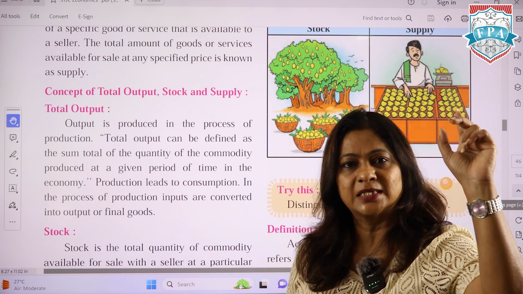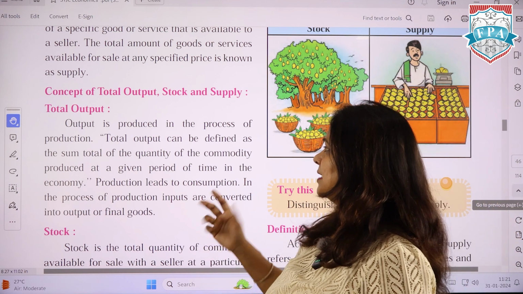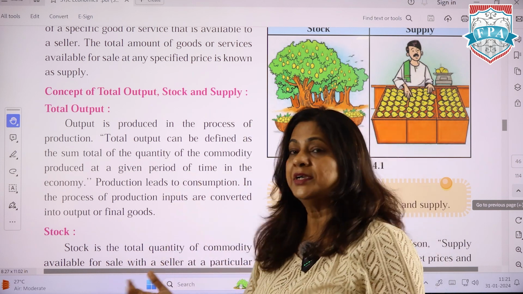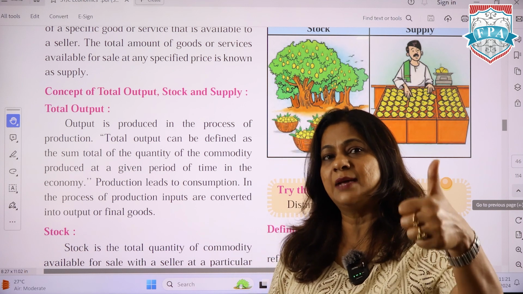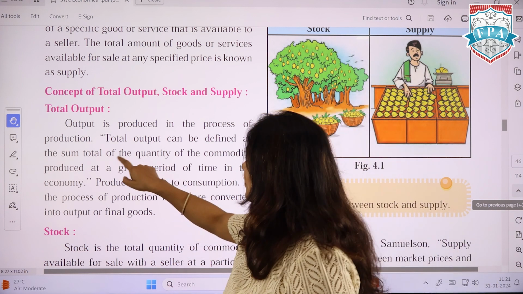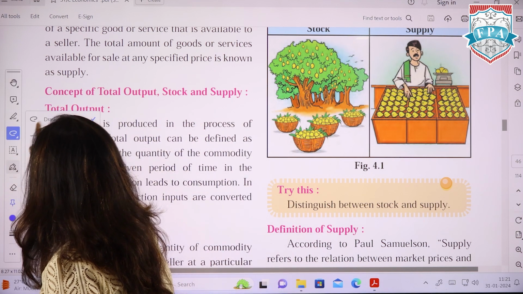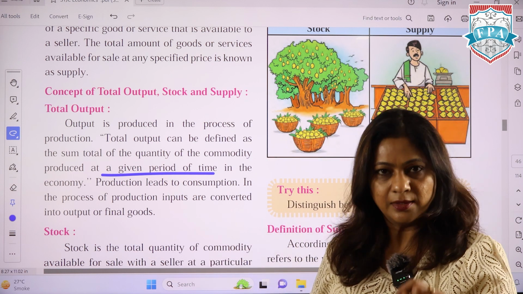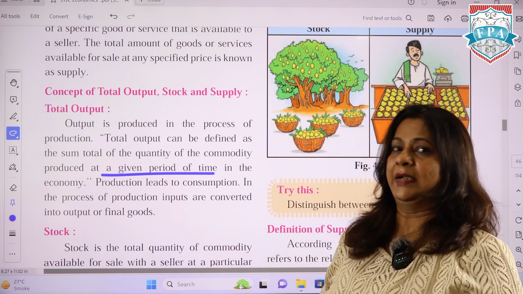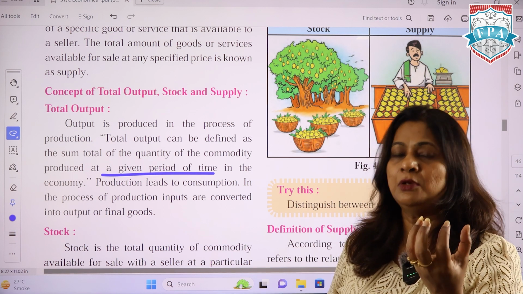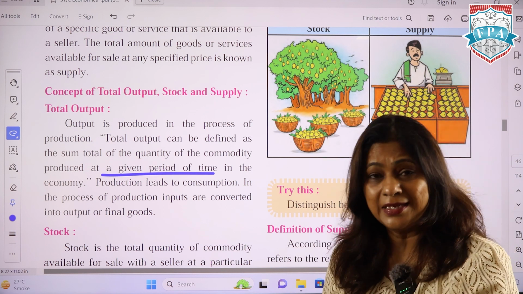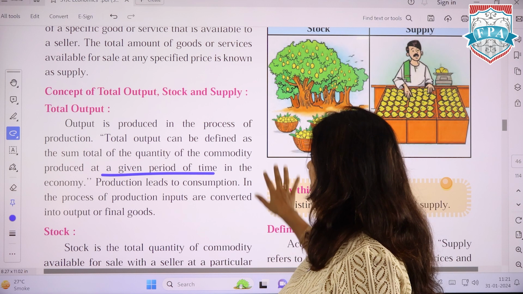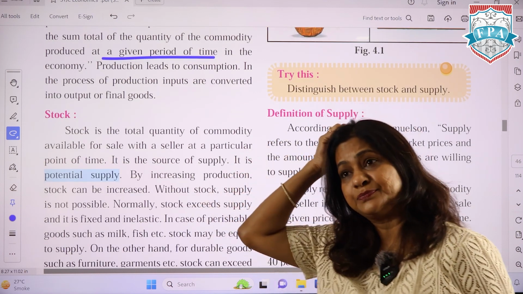For example, if I ask you for 2 marks, what is total output? Students write: total output can be identified as the sum total of quantity of commodity produced in the economy. Now, out of 2 marks you will get 1 mark. You know why? Because a very important phrase is 'at a given period of time'. You missed that, right? So be very particular. Output is the total quantity of goods which are being produced in the economy at a given period of time. That completes the definition.